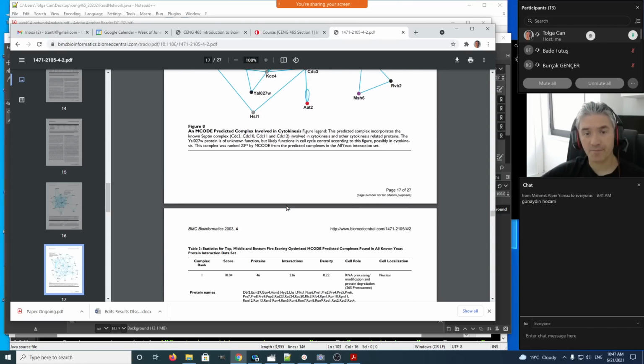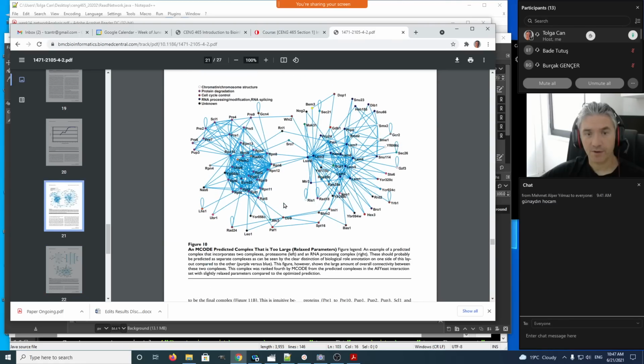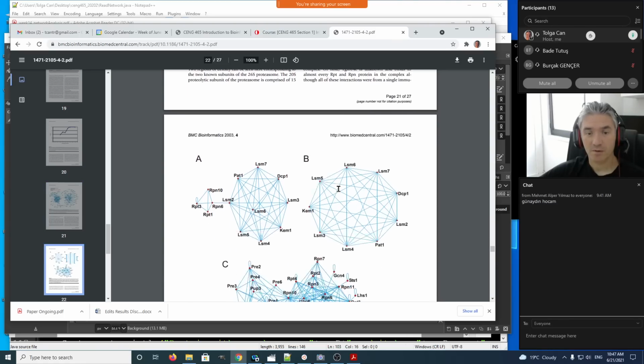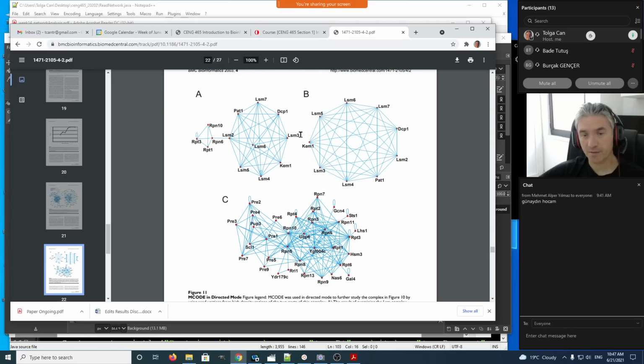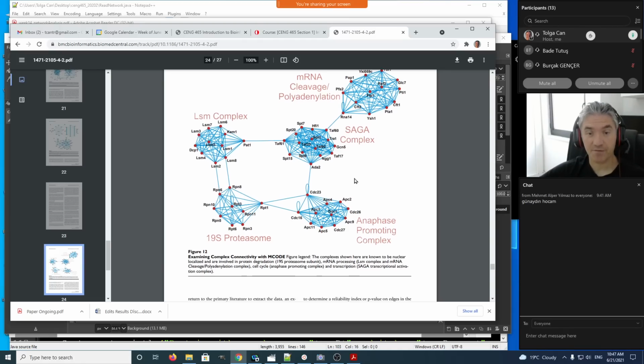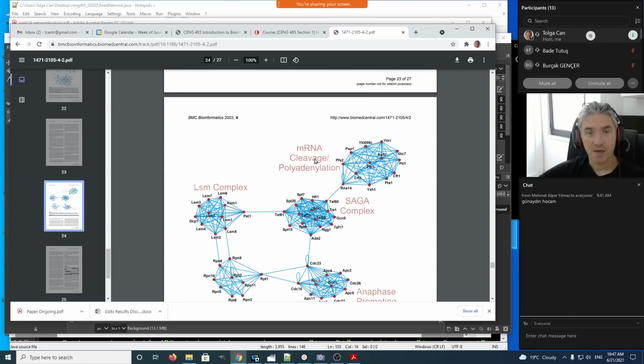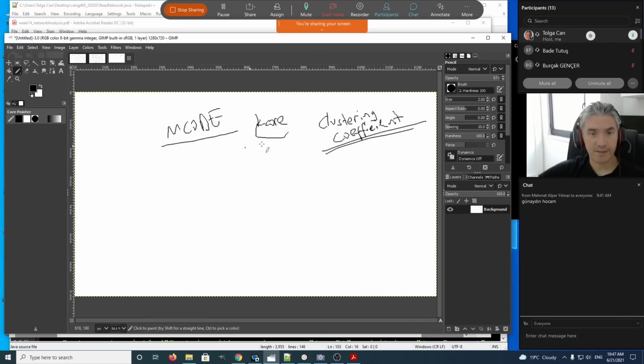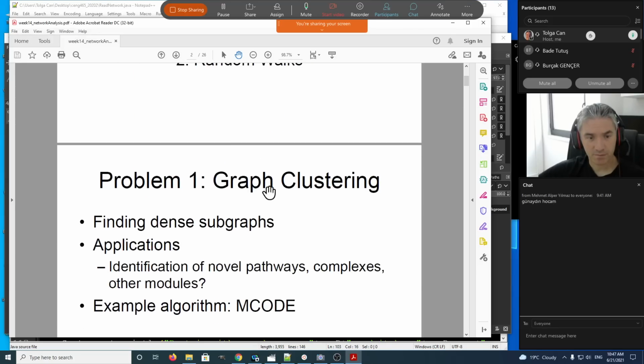So this is another example. There are other examples of our goal. These are just subgraphs that exist in this large sparse network. Our goal will be to find those. LSM complex, cleavage polyadenylation complex, SAGA complex, they're all integrated with each other. Examining complex connectivity with MCODE, you can also do that. All right, so what is this MCODE and how does it use K-core and clustering coefficient? Let's first start.